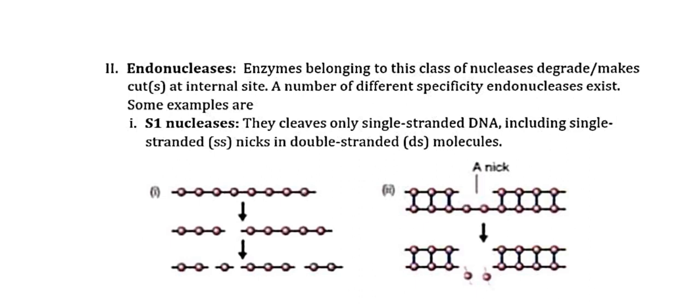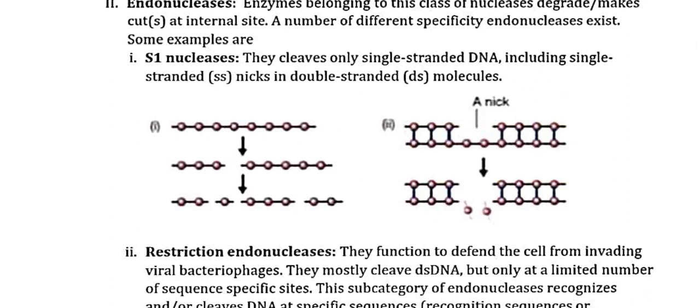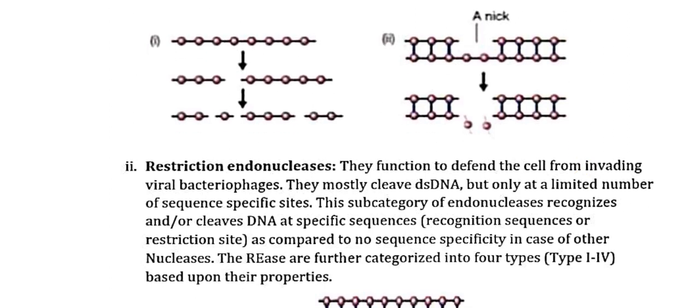A number of endonucleases with different specificities exist. Some examples are S1 nuclease. They cleave only single-stranded DNA, including single-stranded nicks in double-stranded DS molecules. Restriction endonuclease. They function to defend the cell from invading viral bacteriophages. They mostly cleave DS DNA, but only at a limited number of sequence-specific sites.